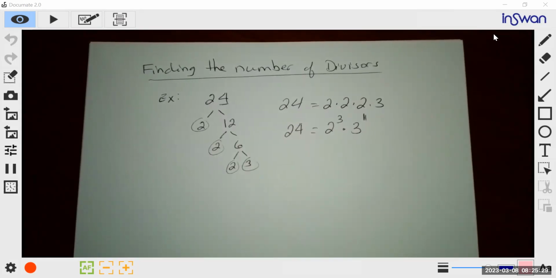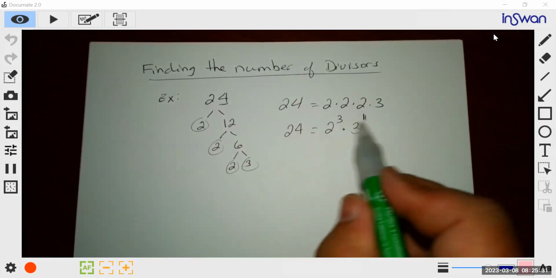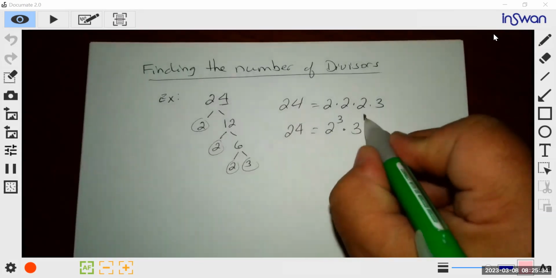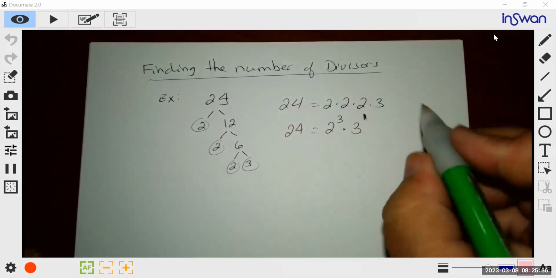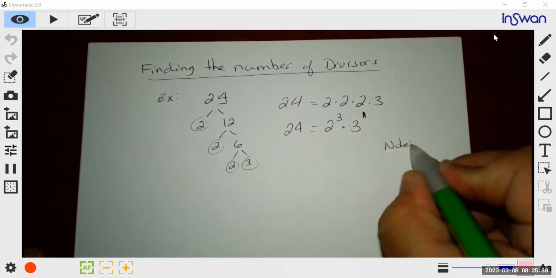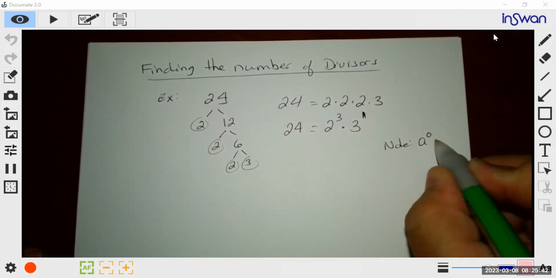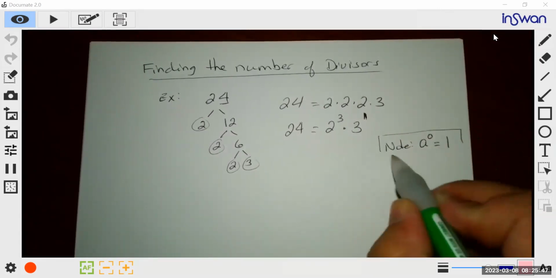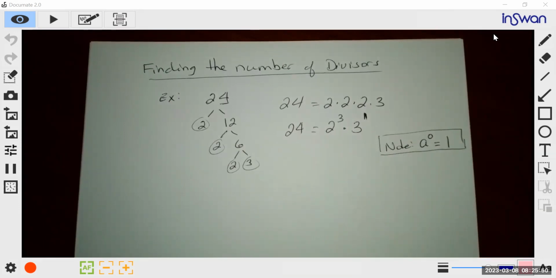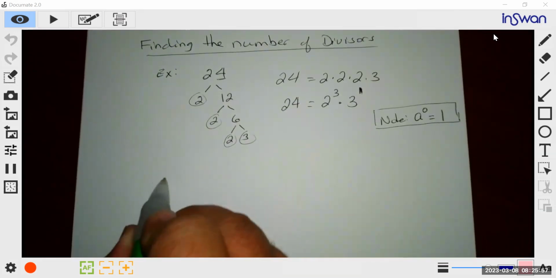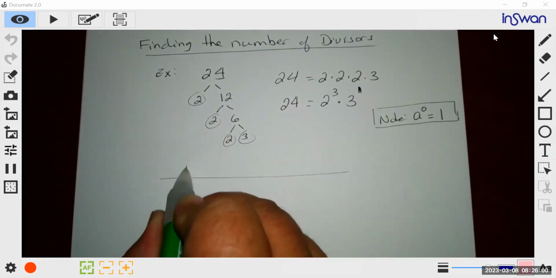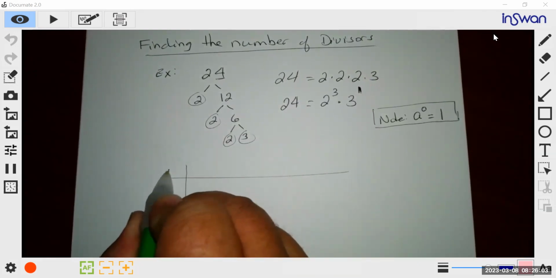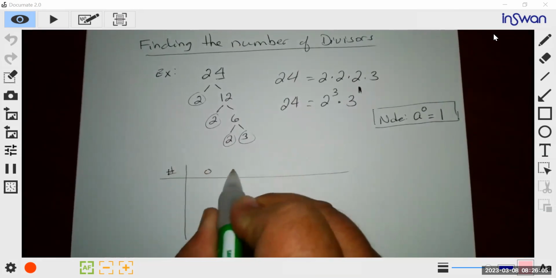So far so good? Because now we're going to use these numbers individually and then together to tell us how many numbers we can have. Here's a note. We have to remember this. Anything to the power 0 is 1. Any number to the power 0 is 1. So this is when we create a chart. This is our number. These are my exponents.